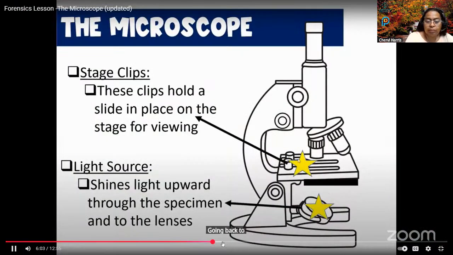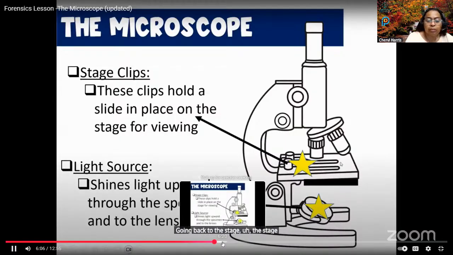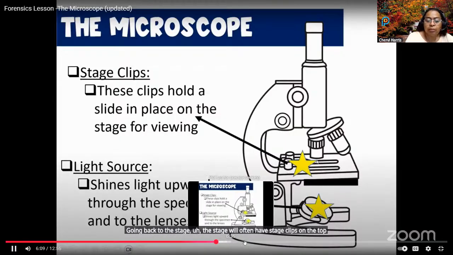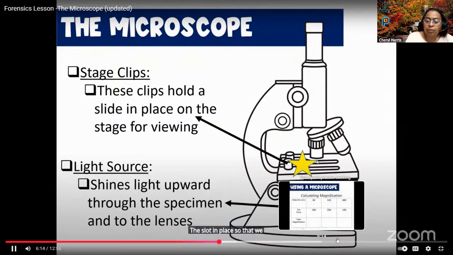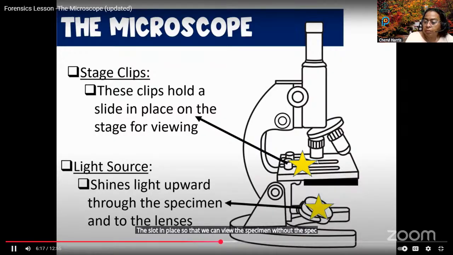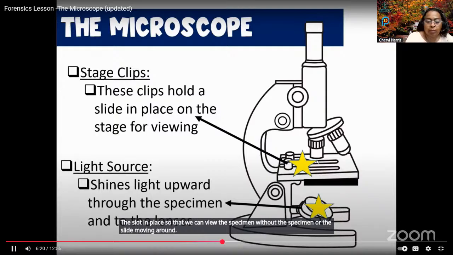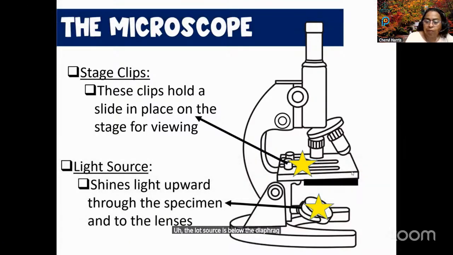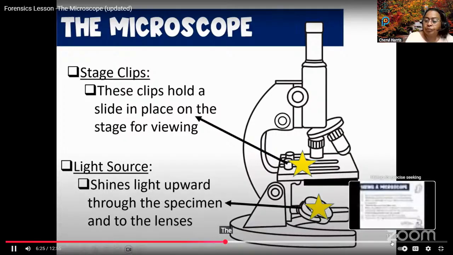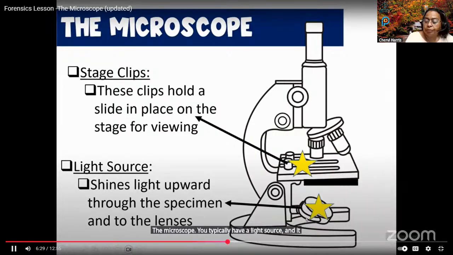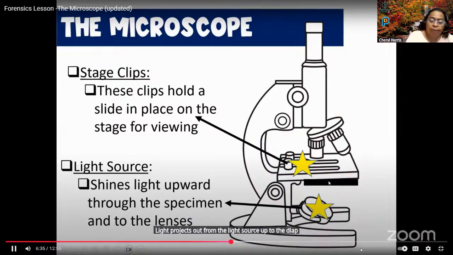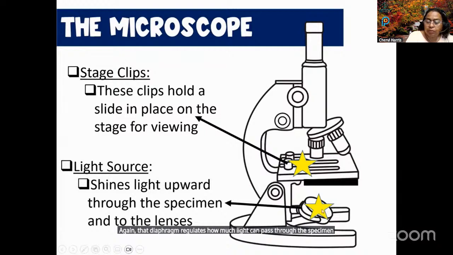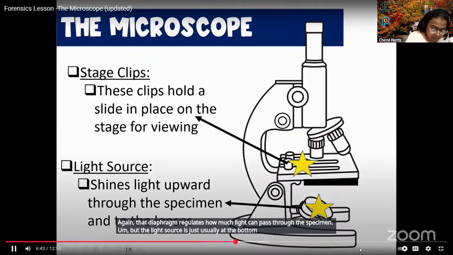Going back to the stage, it will often have stage clips on the top of it, and these stage clips help to clamp the slide in place so that we can view the specimen without the specimen or the slide moving around. The light source is below the diaphragm, so at the very base of the microscope, you typically have a light source, and when you turn on the microscope, light projects out from the light source up to the diaphragm. Again, that diaphragm regulates how much light can pass through the specimen, but the light source is just usually at the bottom, and it projects light.